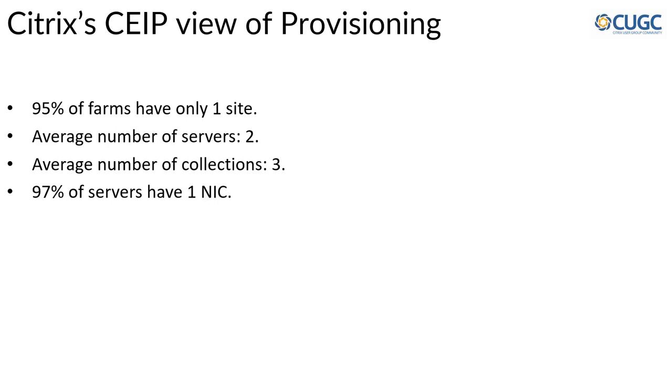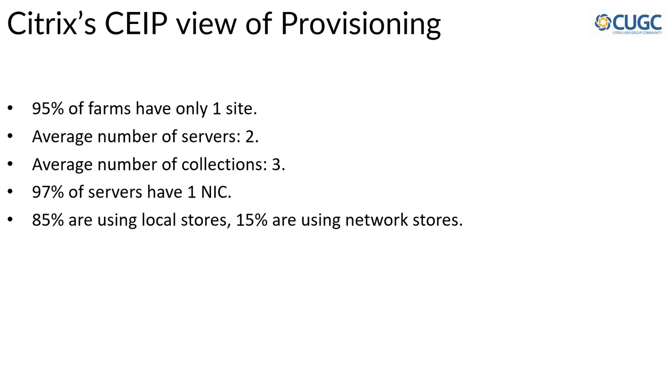97% of servers have one NIC. This used to be a big thing. Lots of people would consider having the PVS delivery mechanism on its own dedicated network. With modern networking, that should be less of a requirement. One NIC should be all the NICs that you need.